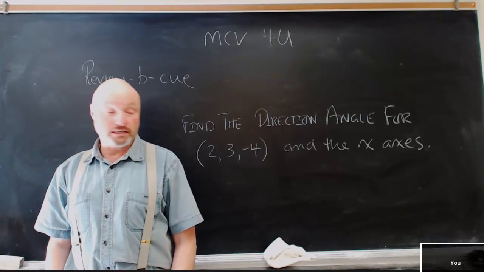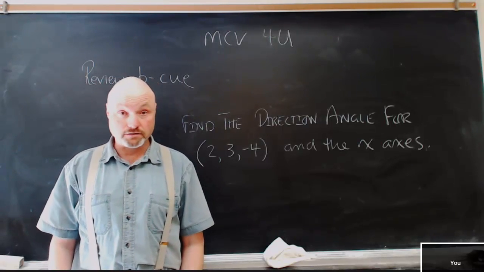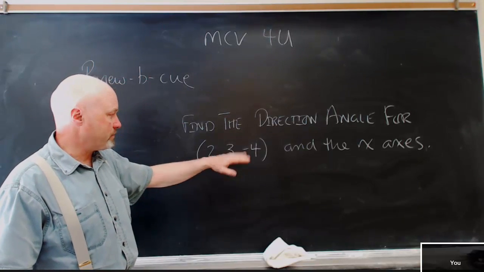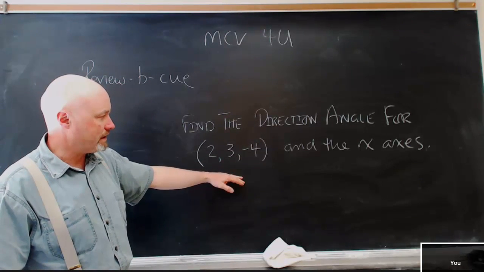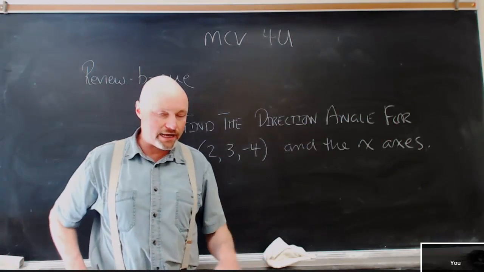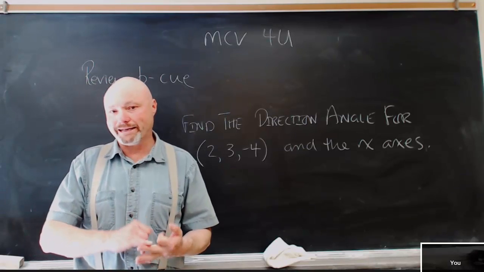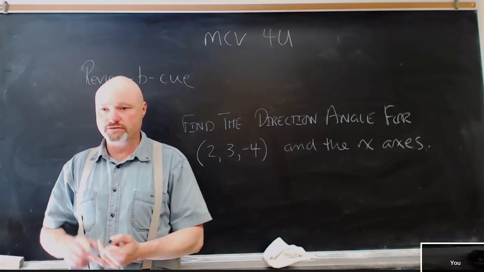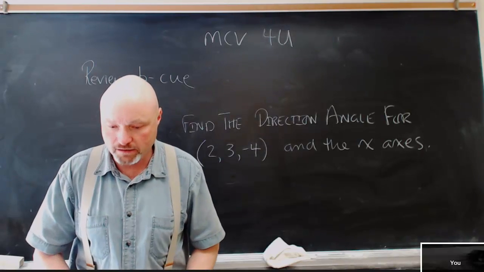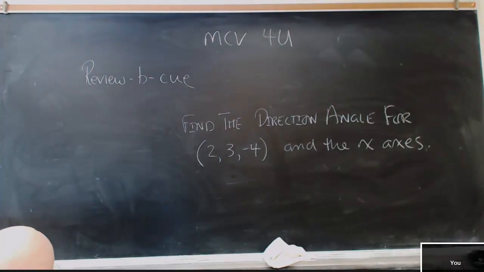So I realized we didn't actually cover direction angles, and so an example question would be: find the direction angle for (2, 3, -4) and the x-axis. So usually the direction angles are alpha, beta, and gamma, and alpha is relative to the x, beta is relative to the y, gamma is relative to the z-axis.